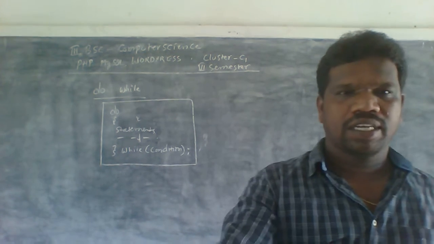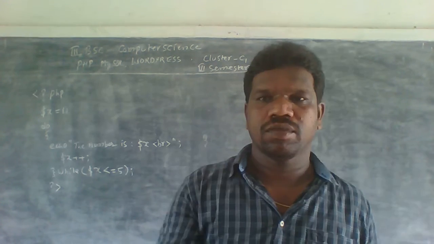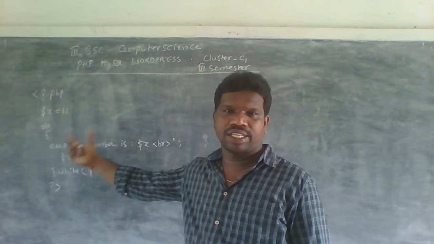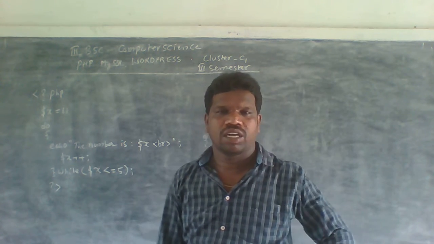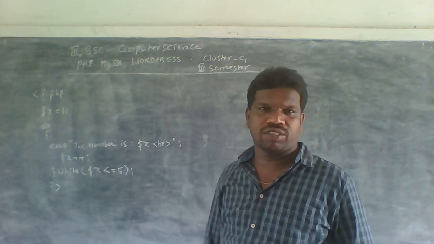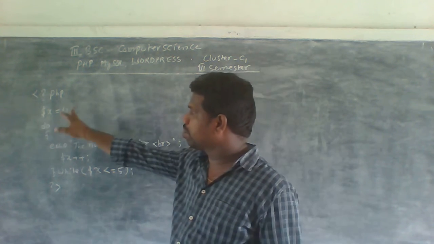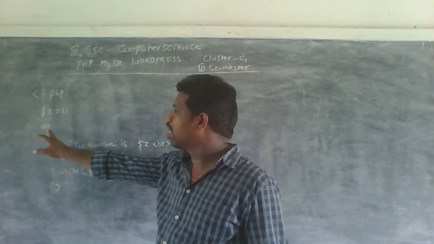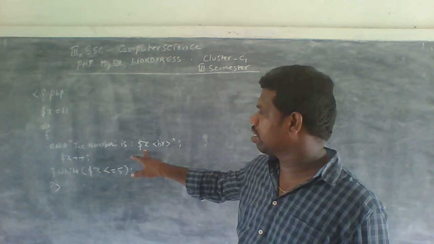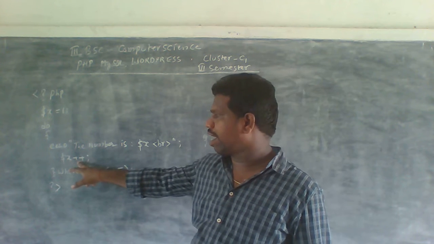So now I am going to give the program using the do while statement. You have to see the PHP code. In this scenario, whenever the condition is true, the loop will automatically be executed. So this is the program. PHP starts here, x is equal to 1, and do echo the number is x. There, a 1 is printed here, and later they increment the x value.